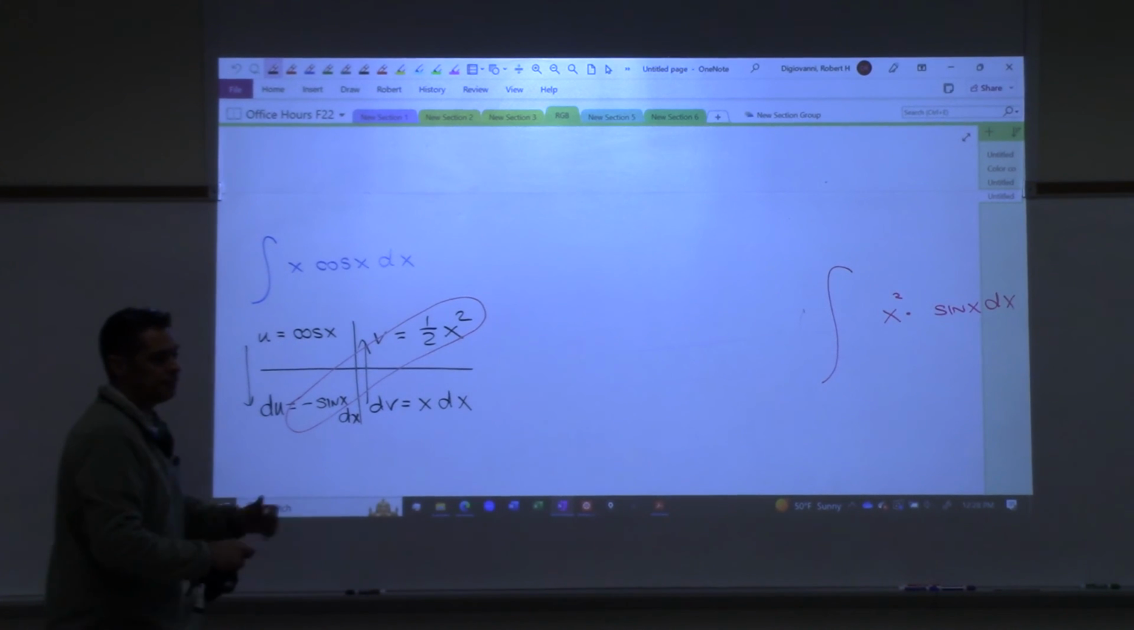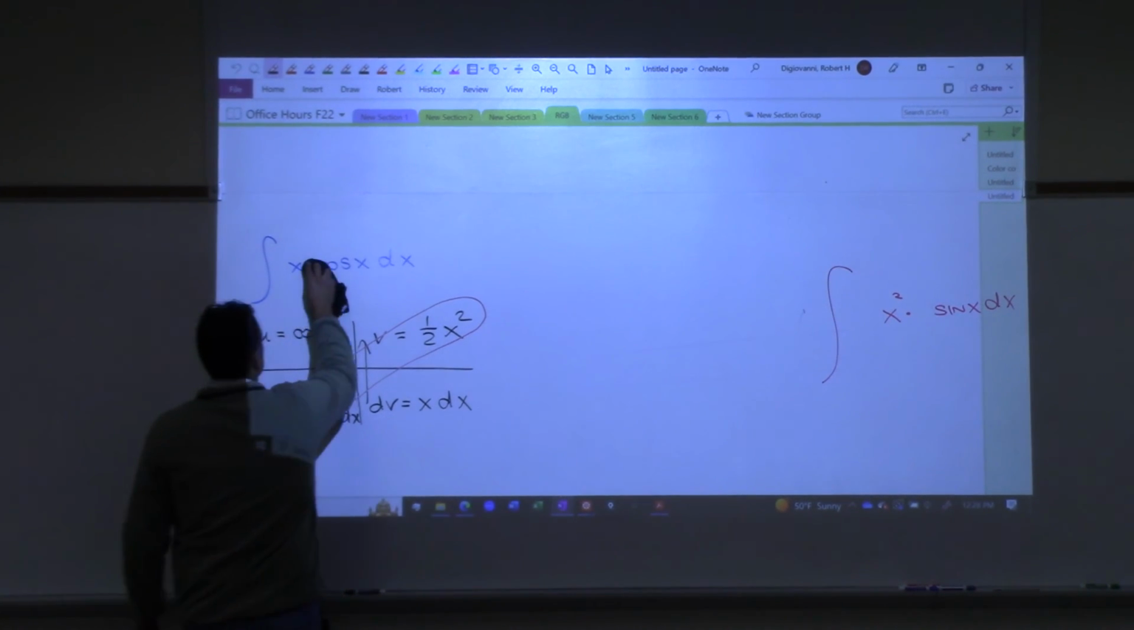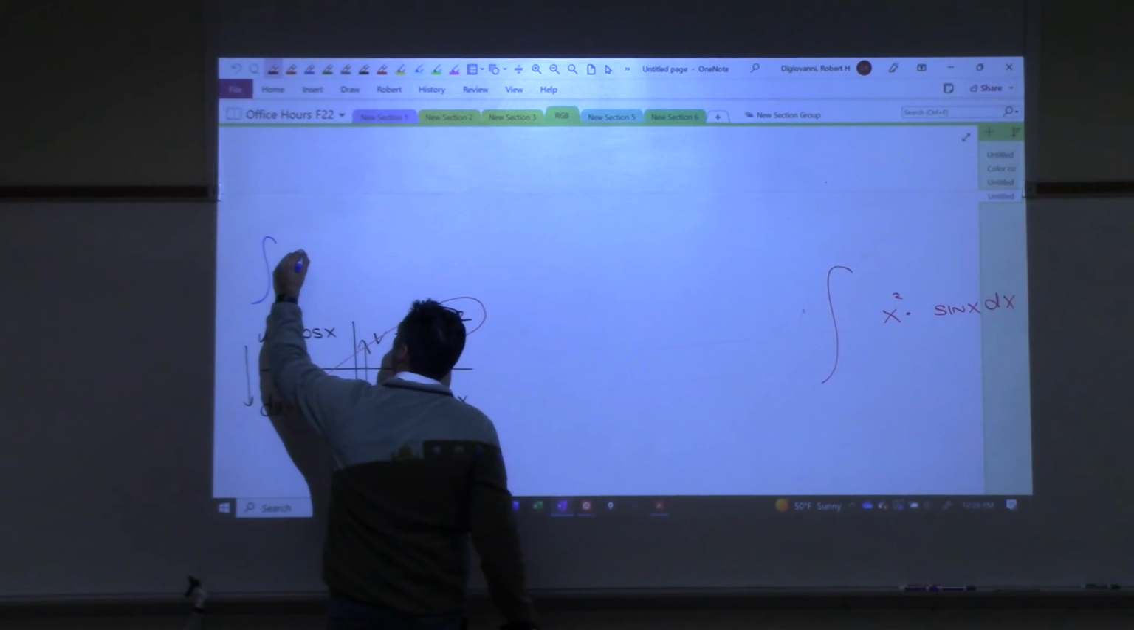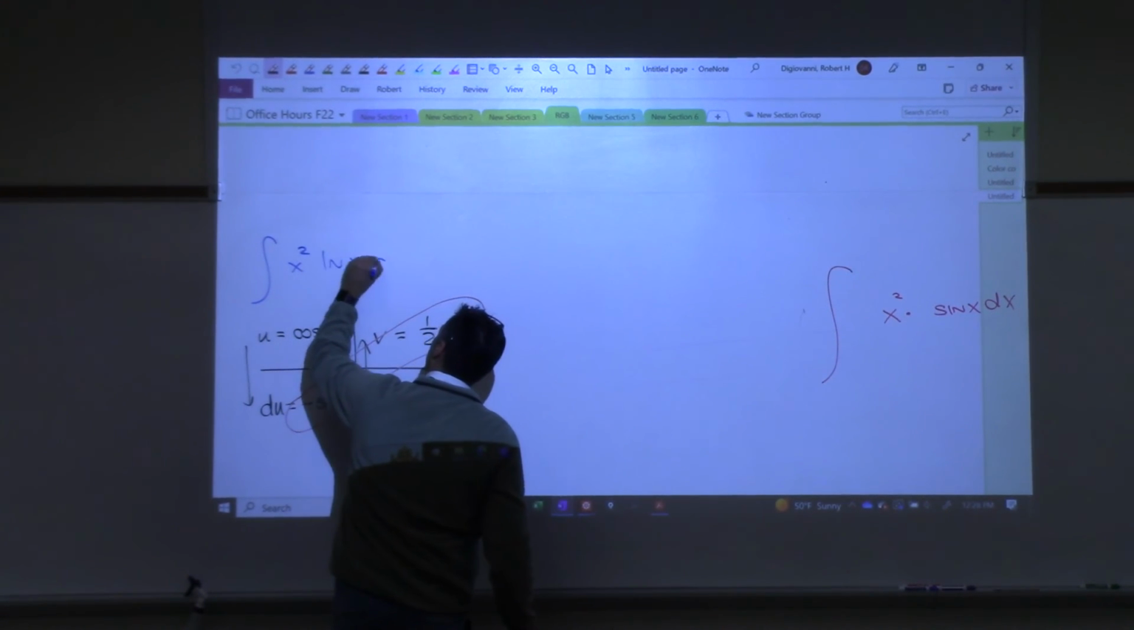Let's do another one. Okay? How about this one? X squared natural log x dx.